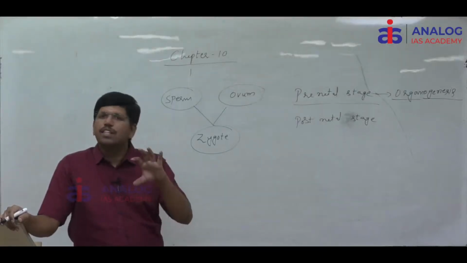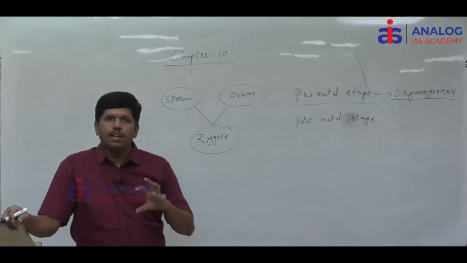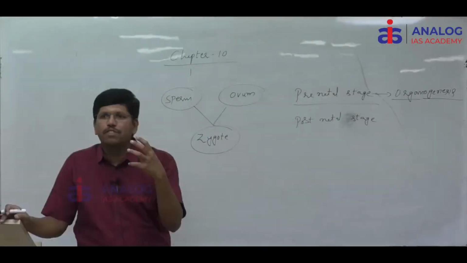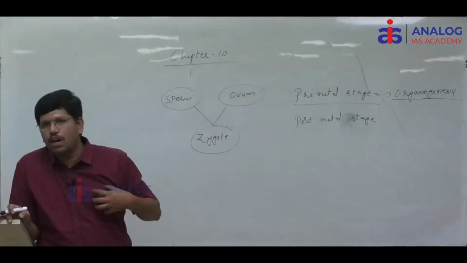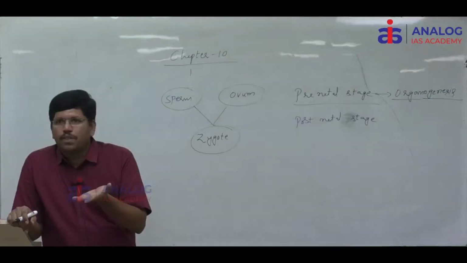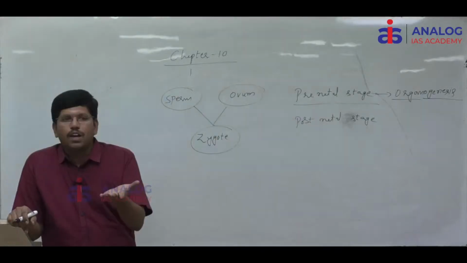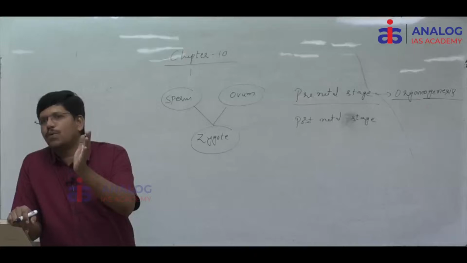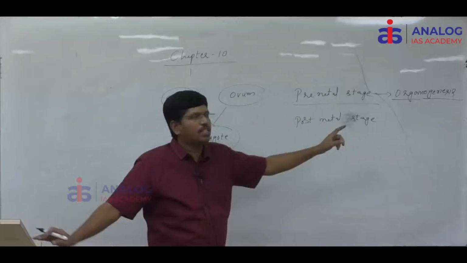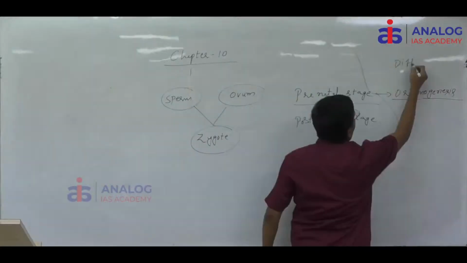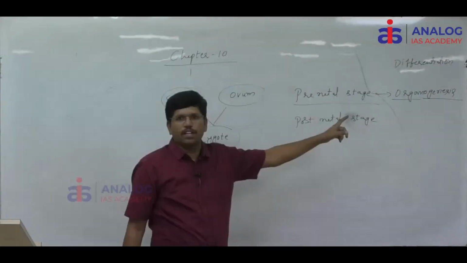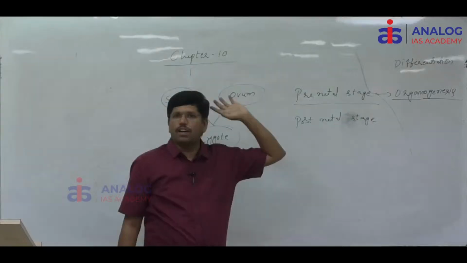In the beginning, the cells are similar in appearance. After some changes, some cells will be modified to form bones, some cells will be modified to form heart, lungs, etc. In the beginning, all the cells are similar. That's why they are called undifferentiated cells. The undifferentiated cells undergo differentiation, that means developing differences to form different organs. What is the process involved here? Differentiation. All those cells form different organs in due course of time.